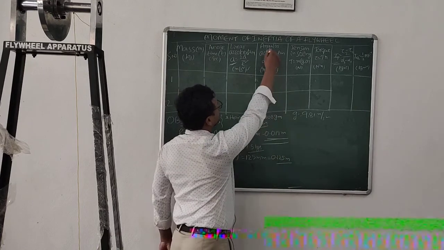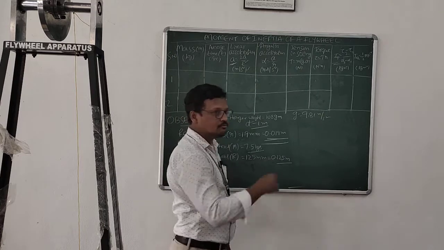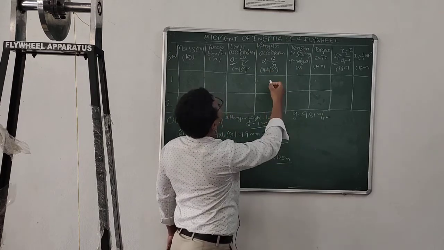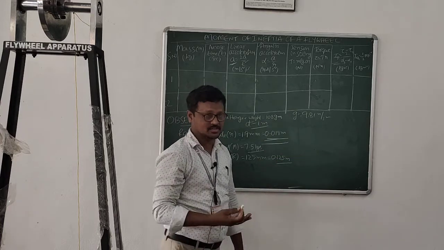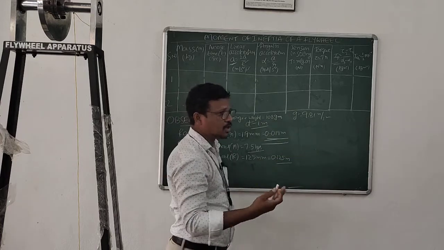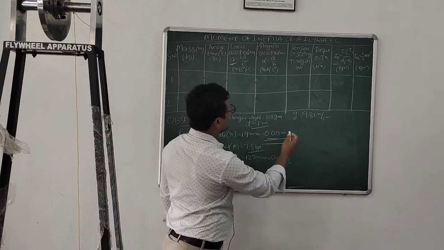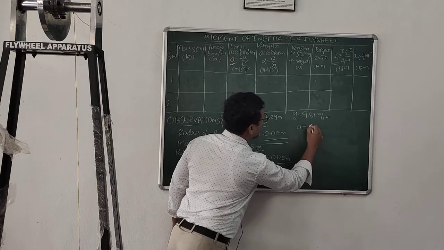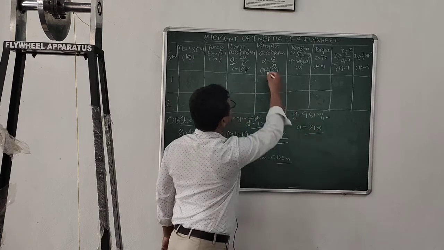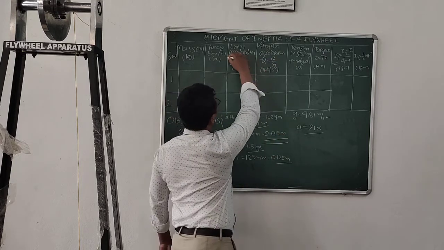Now in the next column we find the angular acceleration. We know the relation between linear velocity and angular velocity, that is v equal to r omega. Coming to acceleration, a equal to r alpha. From that, angular acceleration alpha equal to a by r, where a is the linear acceleration.